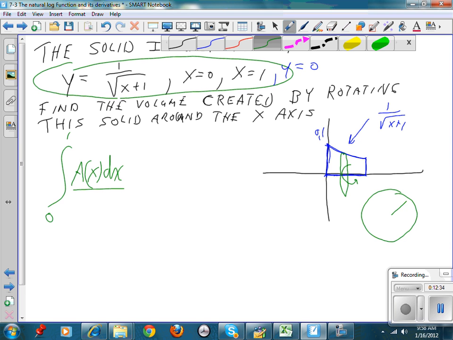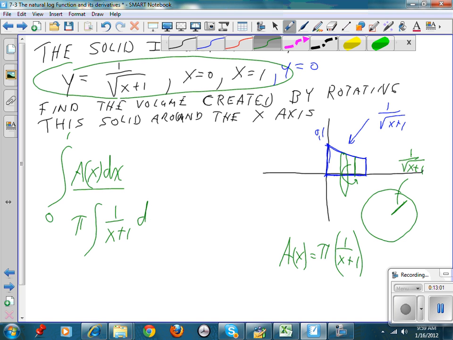Well, what's that radius? That radius is merely this height, which is 1 over the square root of x plus 1. So then A of x is going to be pi r squared, or pi times 1 over x plus 1. And you're going to find out we've got an integration problem: the integral of 1 over x plus 1 from 0 to 1.